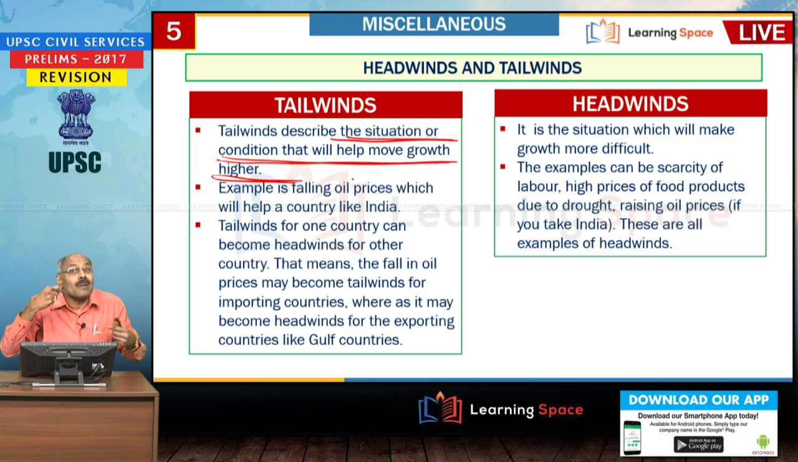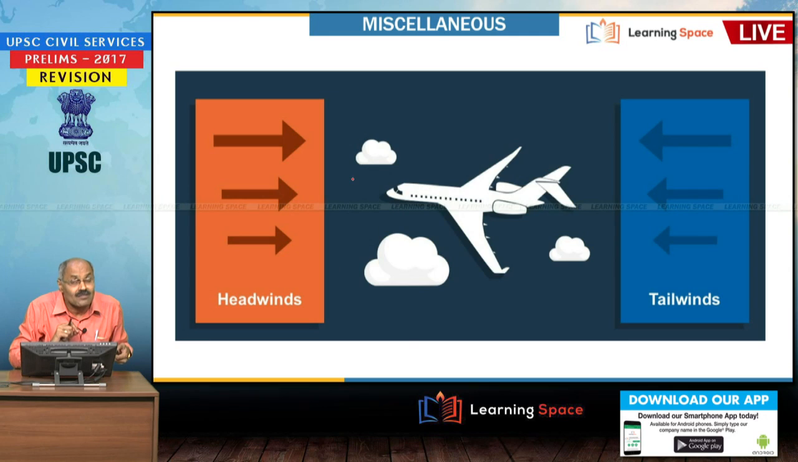When you are going on a bicycle, when the wind is in the opposite direction, then what happens? You have to exert a lot of energy to move ahead. So, these are headwinds. Tailwinds means from behind. If the air is coming from behind, then your job becomes easy when you are bicycling, right. So, headwinds, tailwinds, 2 important terms in economy, do not forget.